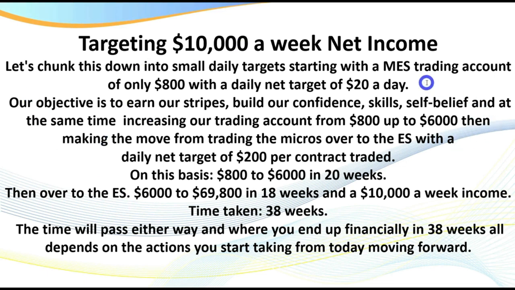So you start trading the micro, targeting only $20 a day. Our objective is to earn our stripes, build our confidence, build our skills, and once we've built that $800 account up to 6,000, then we make the move to trading the big contract. Now, on only $20 a day, it would take you 20 weeks to get there. But wow, you've earned your stripes on the way through. It's been a lot easier because it's been low risk, you've been comfortable. So once you roll over, then it'll take you another 18 weeks to get to 10,000 a week, as I'm about to show you. But it's only taking you 38 weeks.